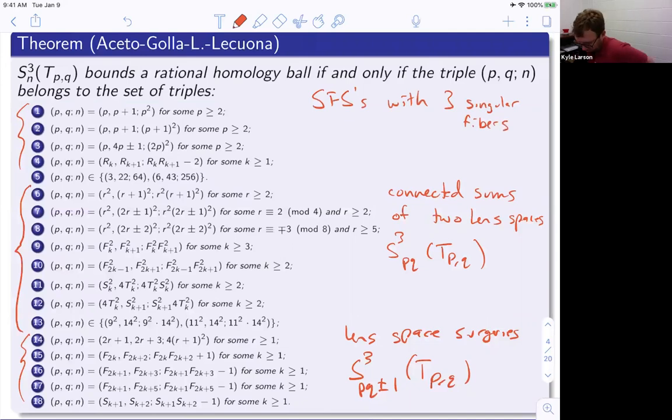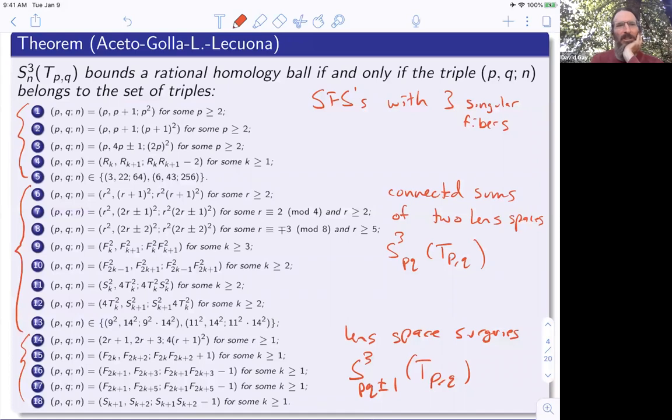So if you've paid close attention, you'll remember that I said Lisca classified which lens spaces and which connected sums of lens spaces bound rational homology balls. So these families 6 through 18 appear in Lisca's work. And so it's a matter of bookkeeping, right? We have lens spaces and connected sums of lens spaces that appear as Dehn surgery on a torus knot, and then we have Lisca's list of which of these manifolds bound rational homology balls. And it's just a matter of comparing these two lists. It's bookkeeping, but in fact, it's quite a headache to put these lists together.